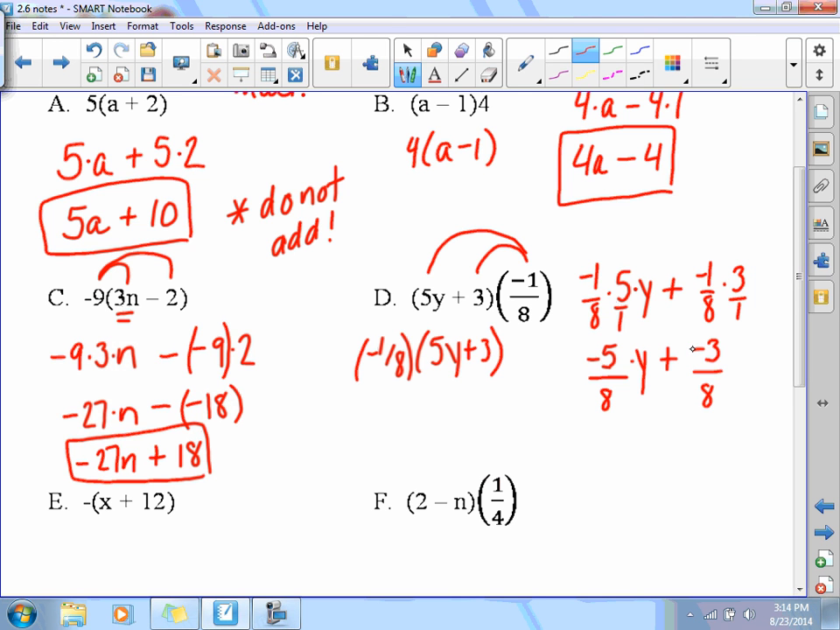Now really when we add a negative number, that's okay if you want to leave the expression written like that. Adding a negative number, that's okay. But if you want to be super duper simplified, let's write negative 5/8 y minus 3/8. Remember, adding a negative is like subtracting a positive. So now that expression is as simplified as it can get.